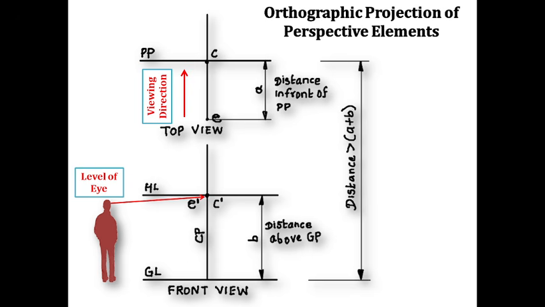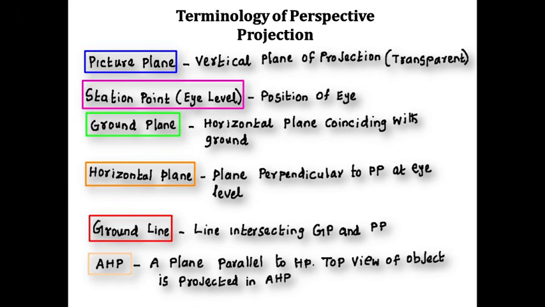In the orthographic view, the object, the picture plane, and the station point are first located according to the given dimensions. These locations are then used to draw the visual rays and determine the perspective projection accurately. Understanding the position and purpose of each of these elements is essential before attempting any perspective projection problem. Next slide. Terminology of perspective projection.